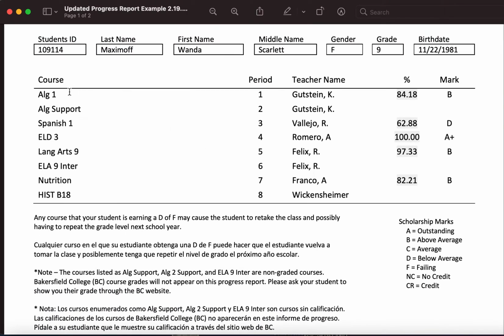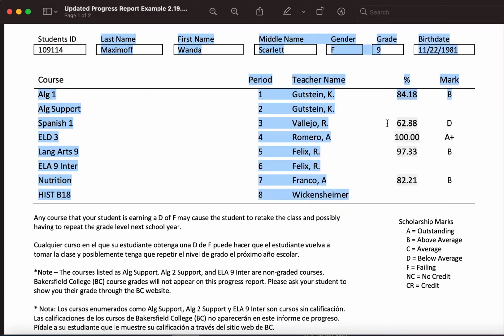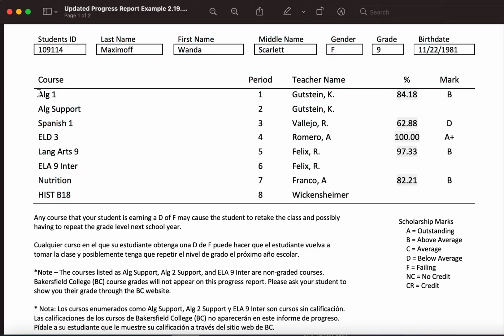All right, so here is the students' grades for this progress report. So we have Wanda Maximoff's Algebra 1 class. They have an 84.18%, which goes to a B.